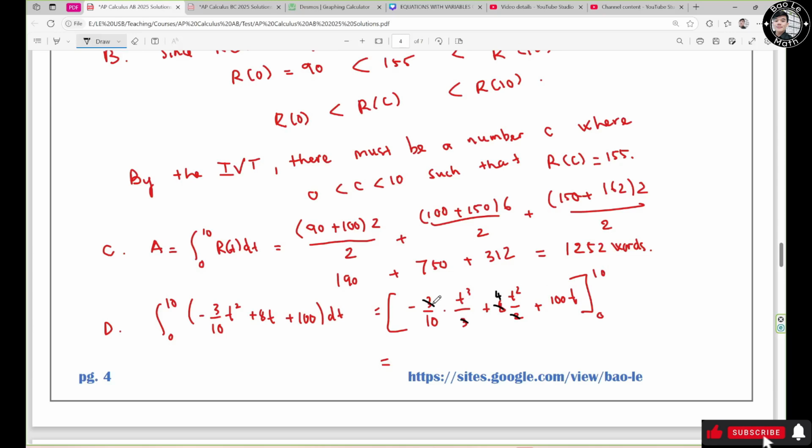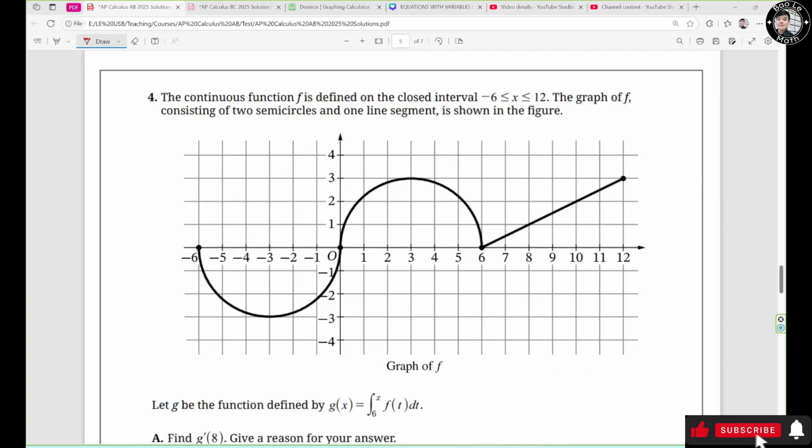I substitute 10 over here, it's going to be 1000 divided by 10, which is negative 100. Substituting 10 over here, it's going to be 100, and 100 times 4 is plus 400. And this one is going to be plus 1000. Substituting 0 is going to be 0. So the answer should be 1300 words.